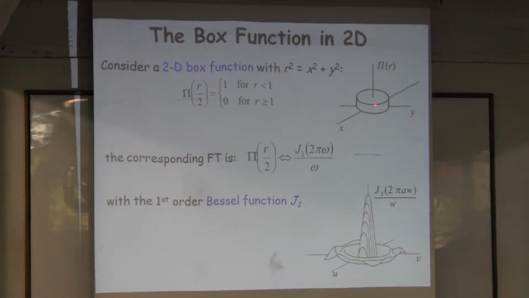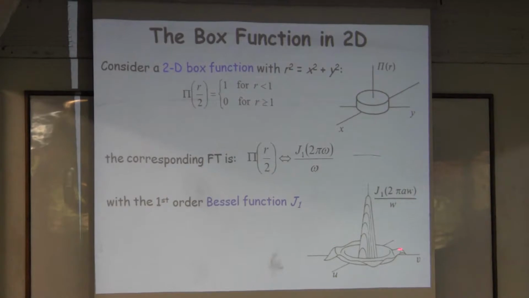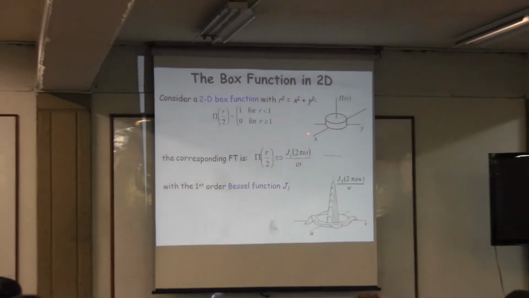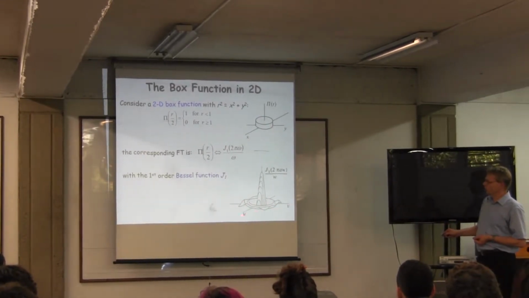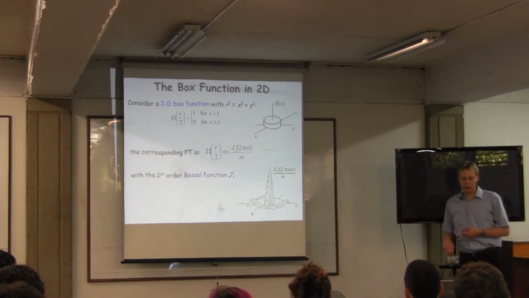Right? This was before, in 1 dimension. This was our rectangular box function, and then we had the sinc function. Now we have the 2-dimensional box function, and the corresponding Fourier function is given by this expression here, which includes this Bessel function. And the coordinates that are used, I'm not entirely consistent here. Before we said capital F of S. Now if we have two coordinates, X and Y, we call the corresponding coordinates U and V.